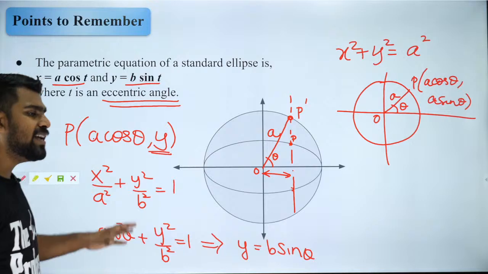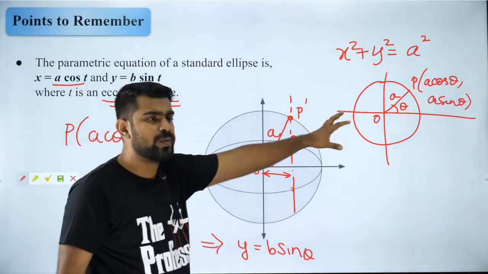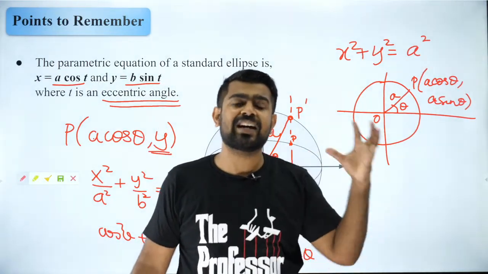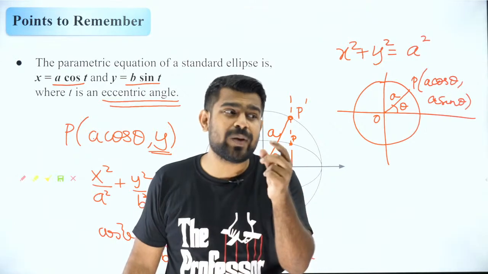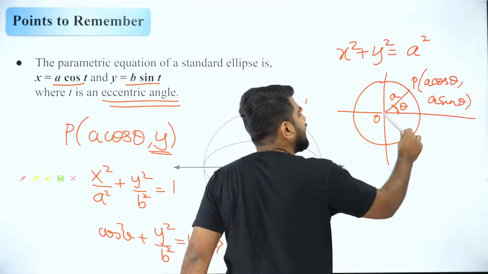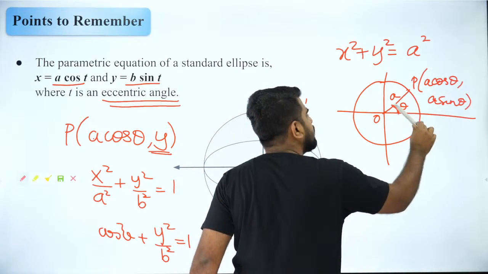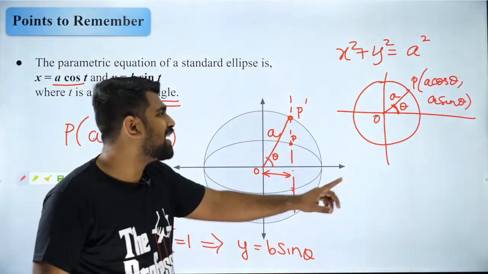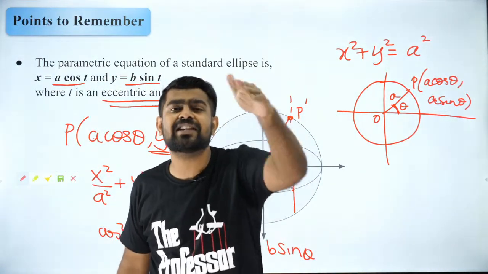Yes. So please listen carefully. Eccentric angle for a circle is very simple, right? For a circle, the parametric point is a cos theta comma a sin theta. So theta is very simple. What is theta? Theta is the angle which the line connecting the origin to the point makes with the x-axis. So that is what I want you to understand. So theta in case of a circle is very easy. Everybody can directly see it and understand.